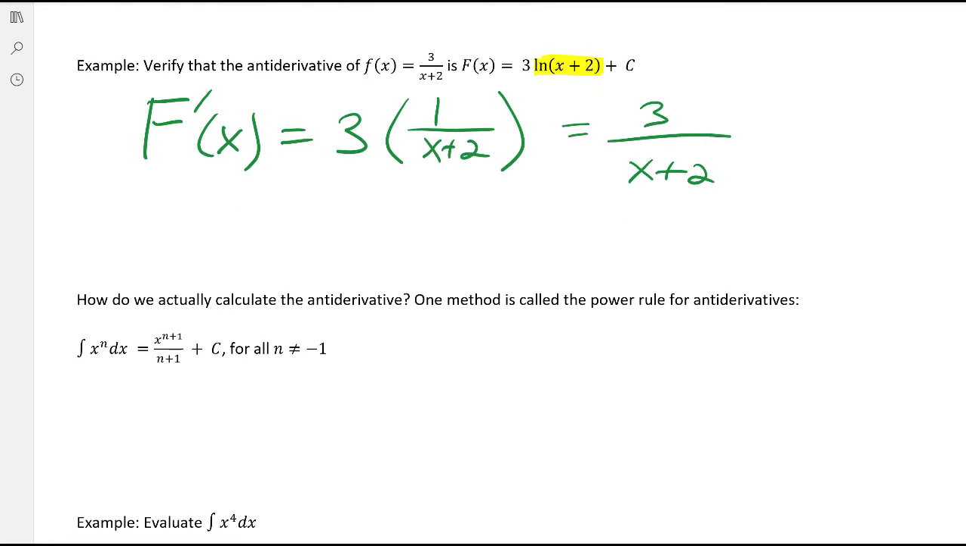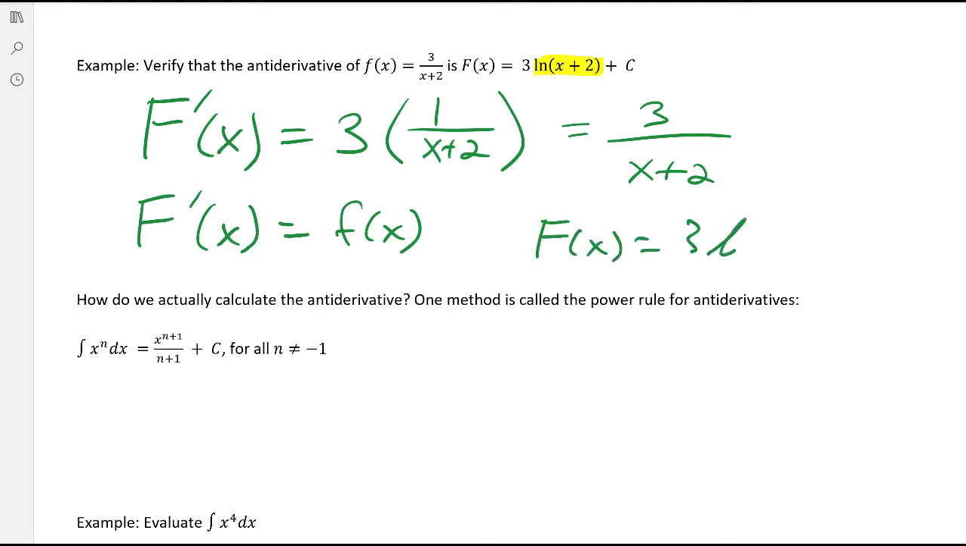All right. Since we just verified that the derivative of big F of x is equal to the given little f of x, then once again, yes, we can say that big F of x, which equals 3 times the natural log of x plus 2, is the correct antiderivative.